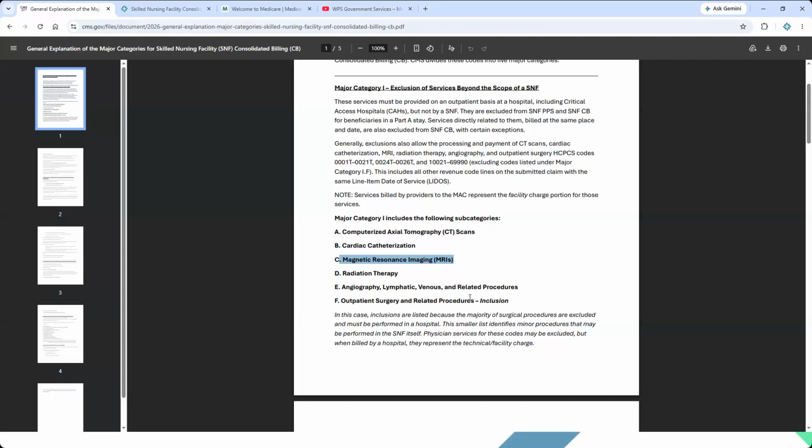Who do you bill for anything not ever covered by Medicare? You would bill the patient for that.